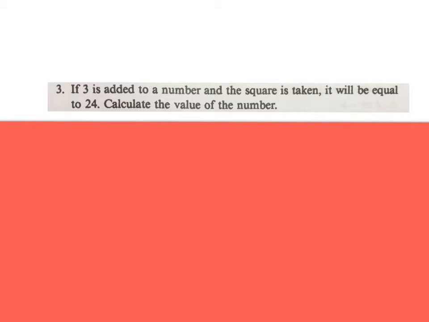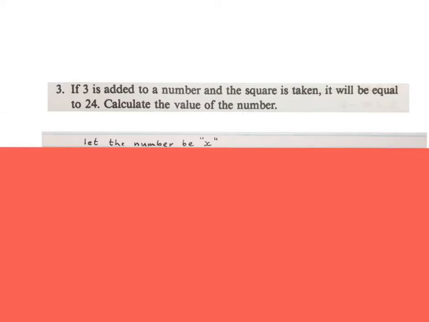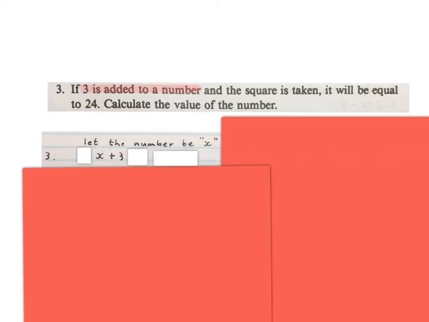Second question, if 3 is added to a number and the square is taken, it will be equal to 24. Calculate the value of the number. Start by saying, let the number be x, or any small letter of the alphabet. The question says, 3 is added to this number, so it's x plus 3. Then it says, and the square is taken, so we square that. It will equal 24, so we equate it to 24.